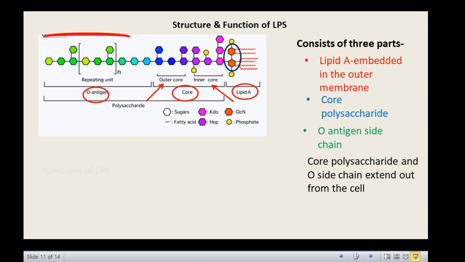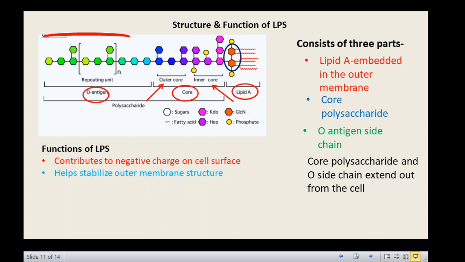Let us also discuss the functions of lipopolysaccharides. The first function is it contributes to the negative charge on the cell surface. The second function is it helps stabilize the outer membrane in a manner similar to the glycopeptides and teichoic acids of the gram-positive cell wall. It creates a permeability barrier. It is responsible for the strikingly reduced permeability to a wide variety of lipophilic compounds including bile salts and other detergents, lipophilic antibiotics and dyes.